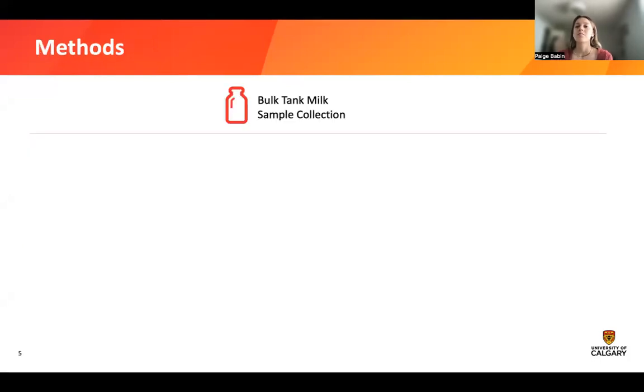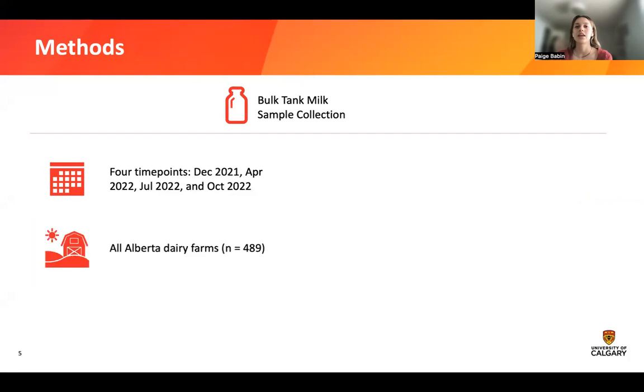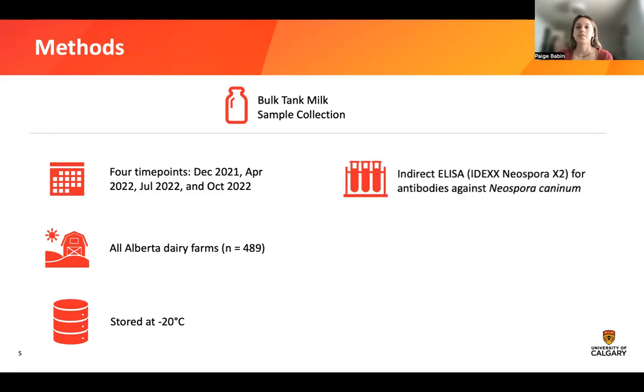For this study, bulk tank milk samples were collected at 4 different time points: December 2021 and April, July, and October 2022. Samples were collected from all 489 Alberta dairy farms and were retrieved from Alberta Milk. Once samples were collected, they were stored at -20 degrees Celsius.